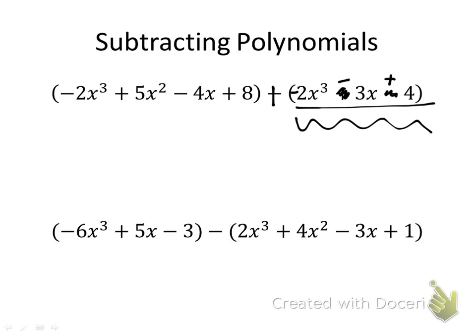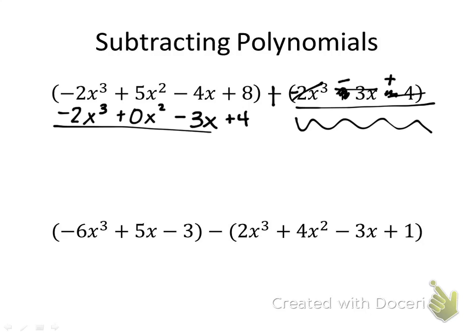So, is my first set of terms in standard form? Yes, because I have x cubed, x squared, x to the first power, and then my constant. Okay, so let's line up like terms. I'm going to write negative 2x cubed under this. Do I have anything to add with 5x squared? No, so I'm going to put a placeholder 0x squared. Do I have anything to add with negative 4x? Negative 3x. And do I have anything to add with positive 8? Positive 4.